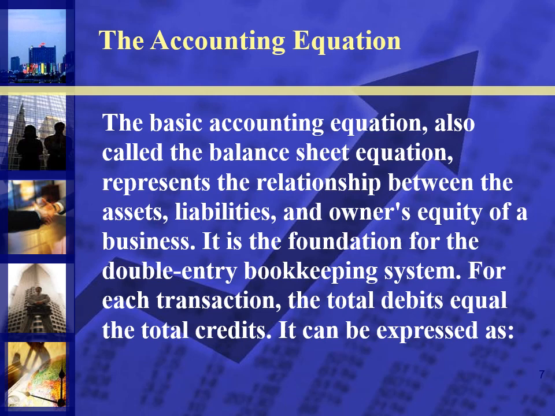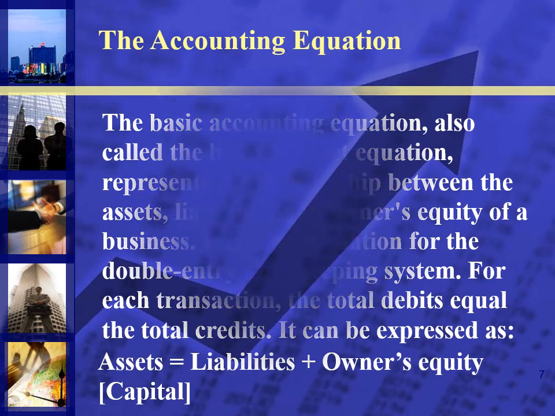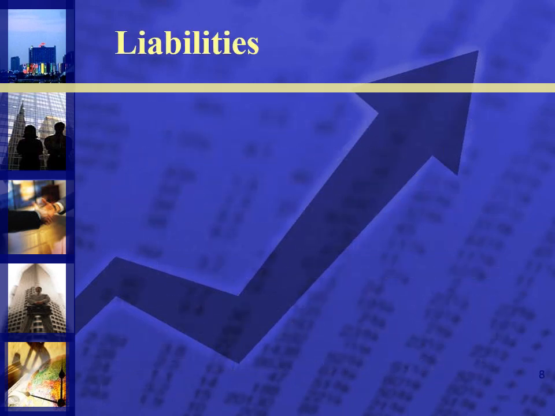For each transaction, the total debits equal the total credits, and it can be expressed as here: assets equals liabilities plus owner's equity. Now we move on.